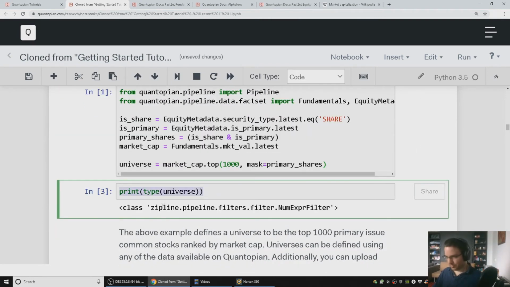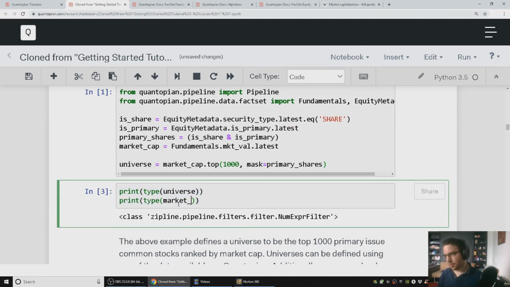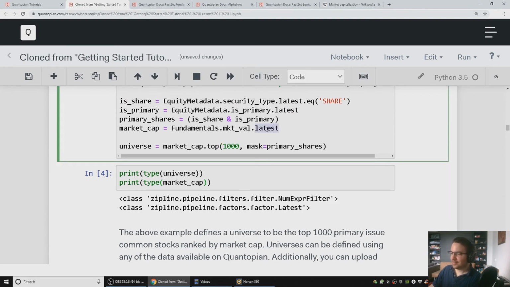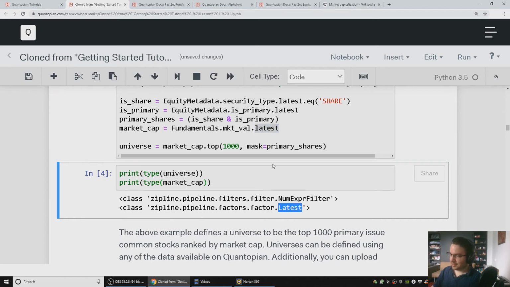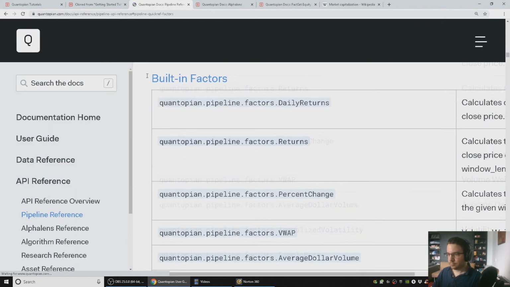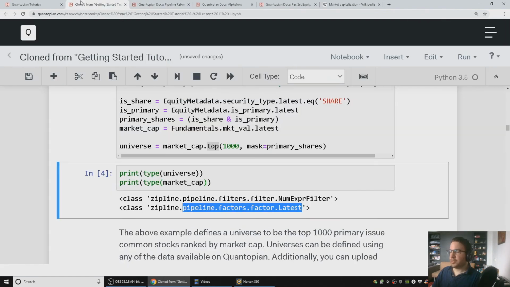So universe is one of those things. My market cap is a factor.latest. Yeah. It's latest, and therefore it's a latest. Of course. All right. So there's a method of a latest that is top. Factor.latest. Come on. Input 0. So the latest is always at the top of the array. That's what that's saying. Okay. So that's the latest, and that's got a top.